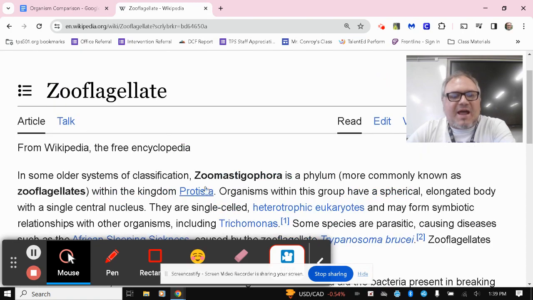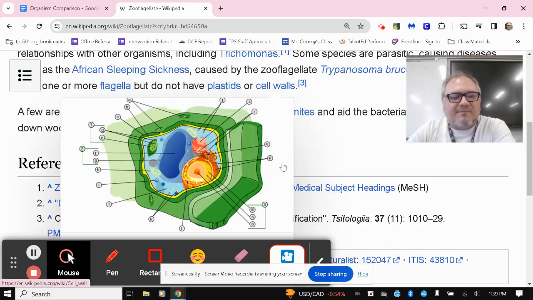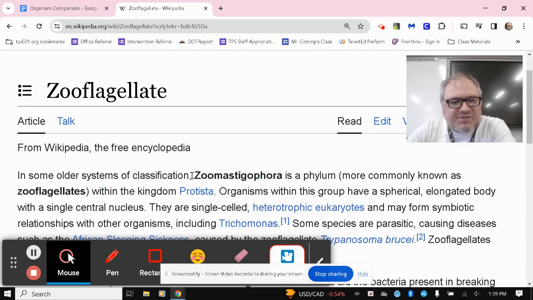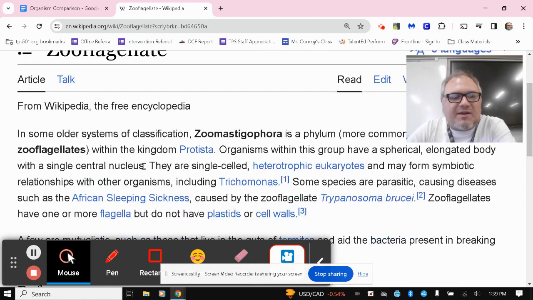So here they give a larger reference for it. In older systems of classification, again, Zoomastigophora, excuse me, probably pronouncing that wrong, is a phylum more commonly known as zooflagellates within the kingdom Protista. Organisms within this group have a spherical, elongated body with a single central nucleus. They are single-celled, heterotrophic eukaryotes and may form symbiotic relationships with other organisms, including Trichomonas.